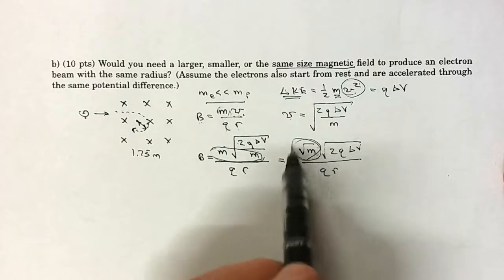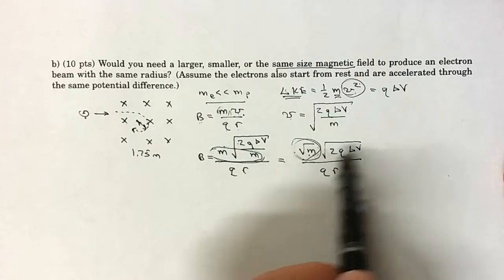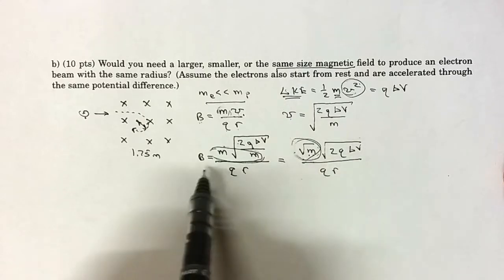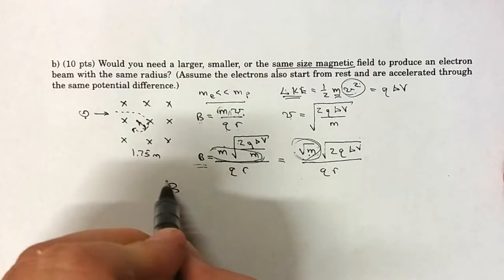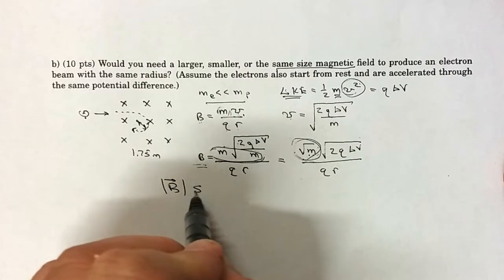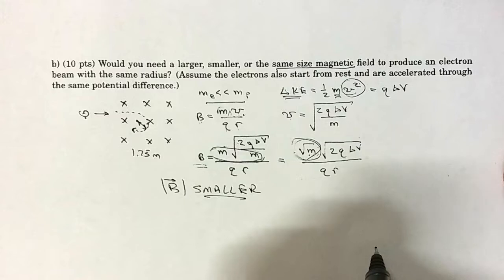So because this is the only place the m shows up, and it's in the numerator, if I make m smaller, the value of this whole thing is smaller, which means we need a smaller B. So to have the same trajectory, we need a much smaller magnetic field magnitude if we use electrons instead of protons.